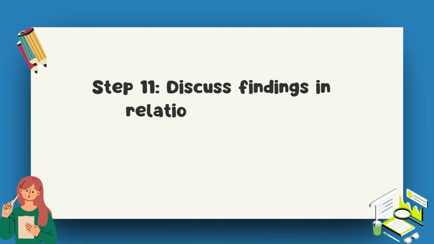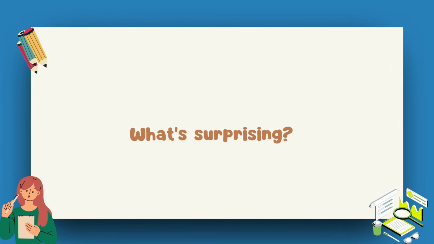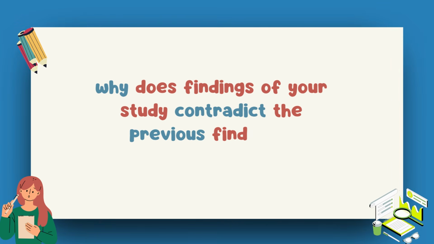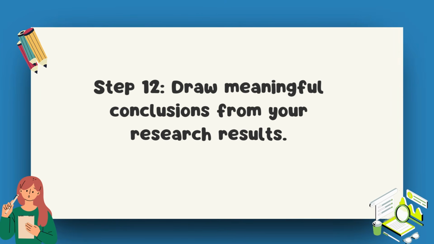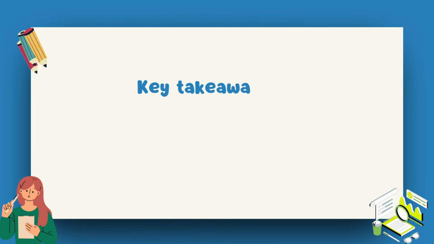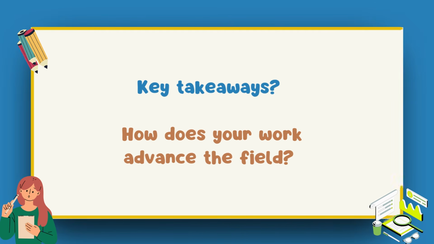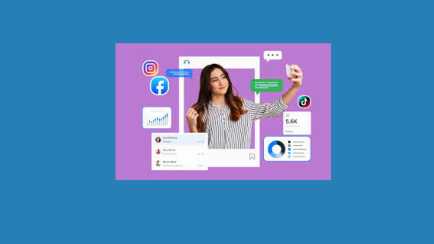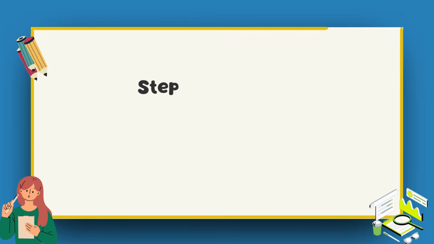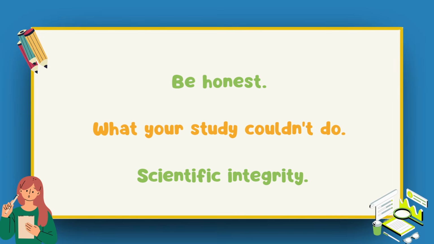Discuss your findings. Connect your results to the existing literature. What's new? What's surprising? How do your findings contradict the findings of previous researchers, and what is the rationale for it? Draw conclusions. What are the key takeaways of your study? How does your work advance the field or the domain? Suppose you are working on influencer marketing, you can relate the findings of your study to the practice going on in the world. Acknowledge the limitations of your study. Be honest about what your study couldn't do. This shows scientific integrity.